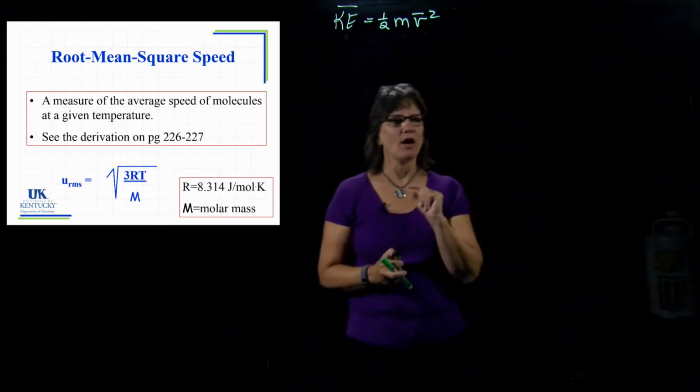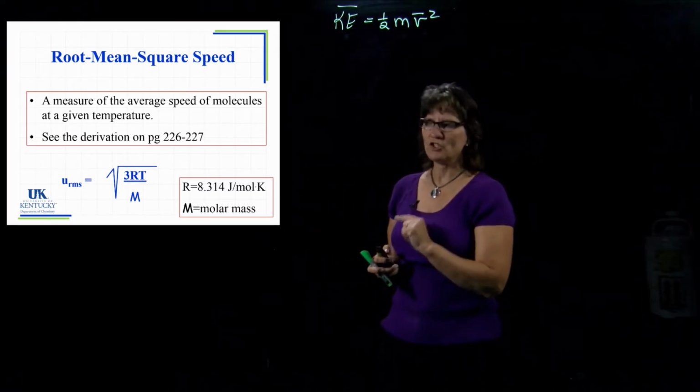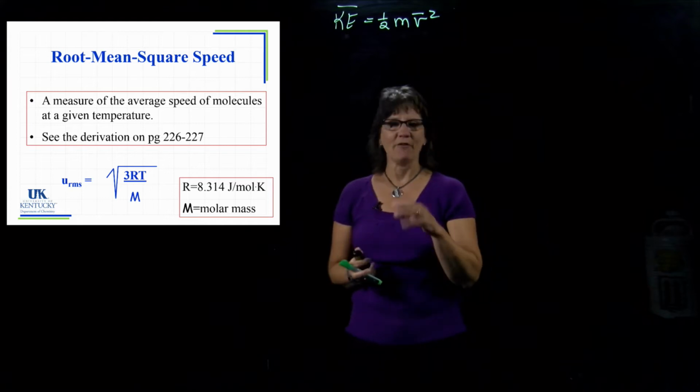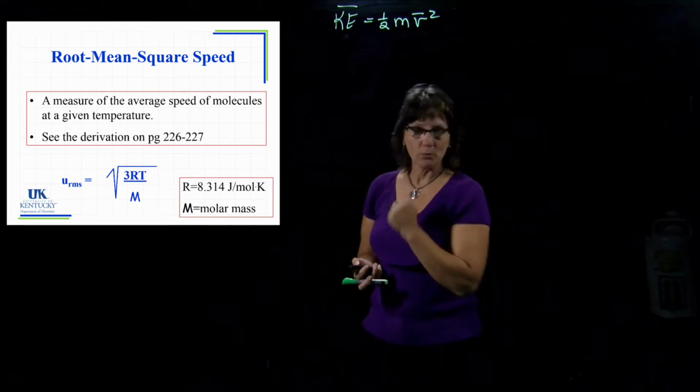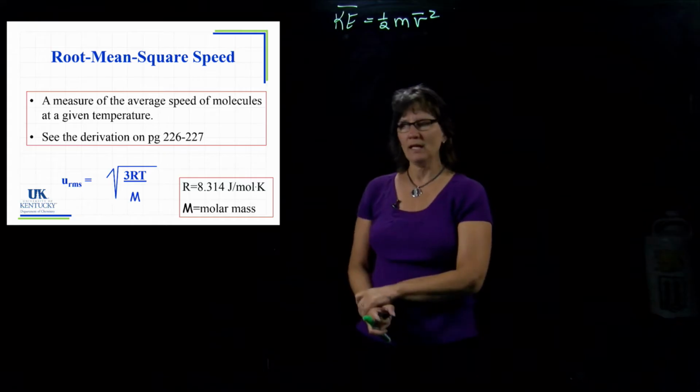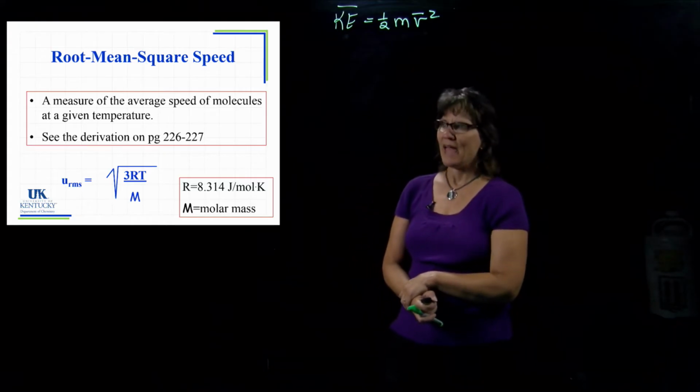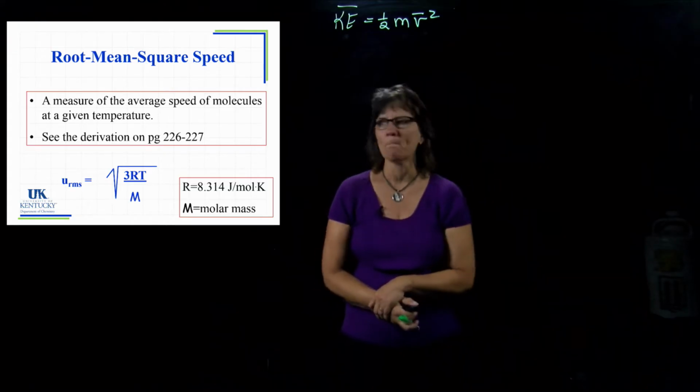There's the equation. That RMS at the bottom means root mean squared, okay? It's an average calculated by this square root here, and it is 3 times R times T, and that M on the bottom is the molar mass.